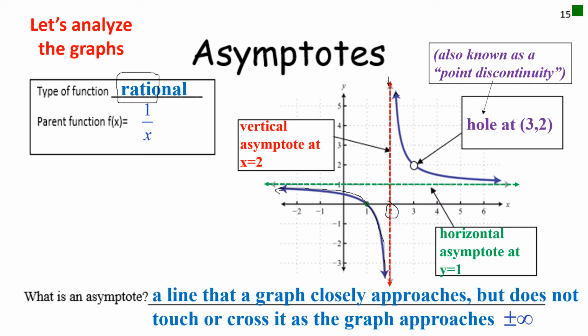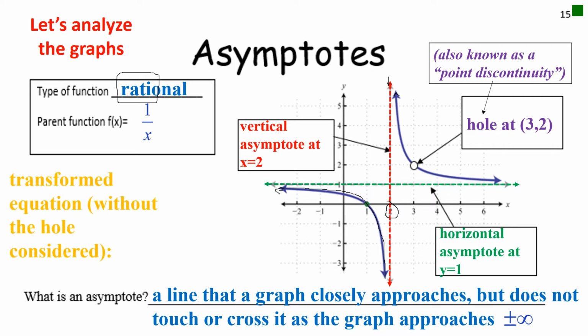What is an asymptote? We talked about it in the last unit, but we're going to expound upon it in this unit and do more practice with it. An asymptote is a line that a graph closely approaches but does not touch across that graph as it goes to positive or negative infinity. Transformed equations without the hole considered.